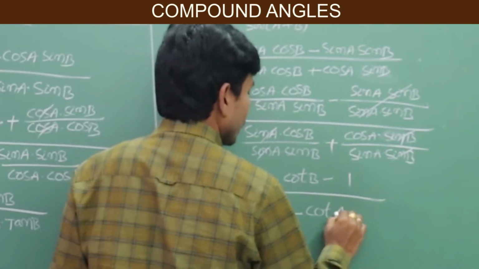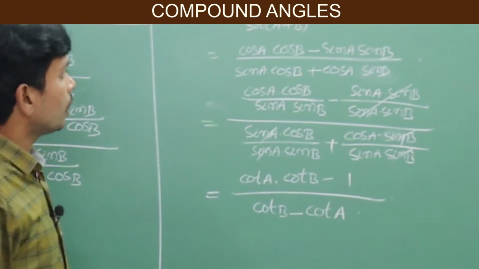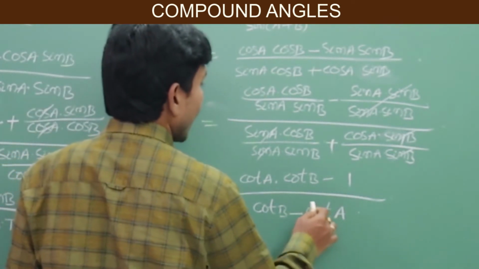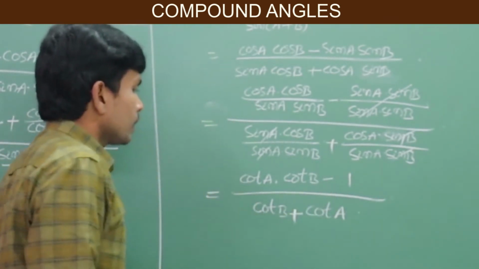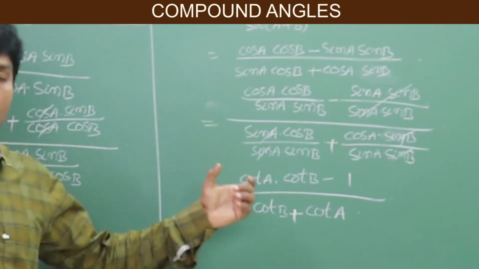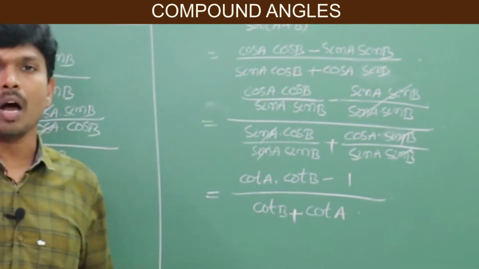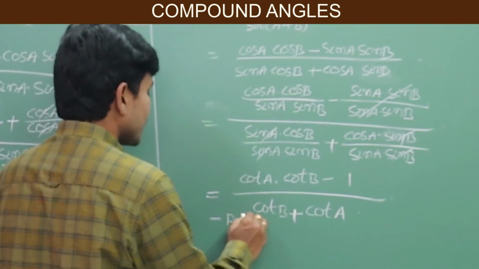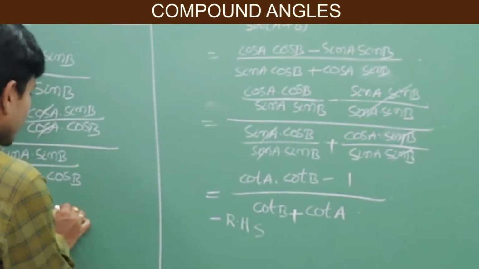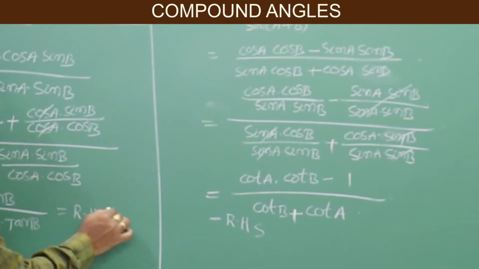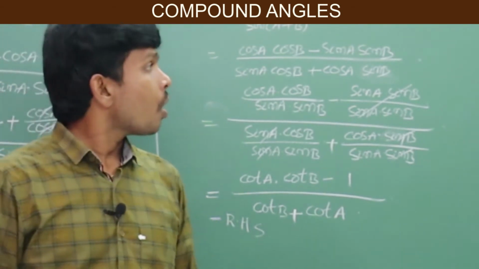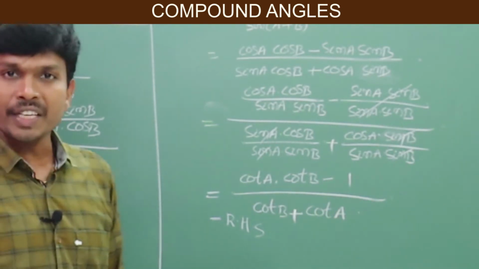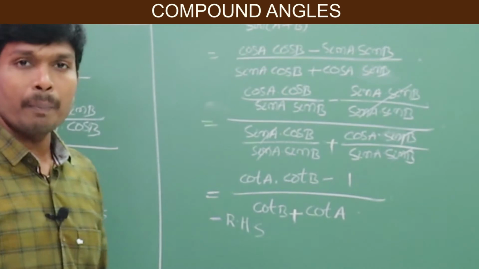You will get cot A. So your answer, what did you get? You got cot A into cot B minus 1 by cot B plus cot A. So the cot of A plus B formula, that is called RHS. Here also, this is called RHS. So we got it, LHS is equal to RHS. So cot of A plus B is equal to cot A cot B minus 1 by cot B plus cot A.